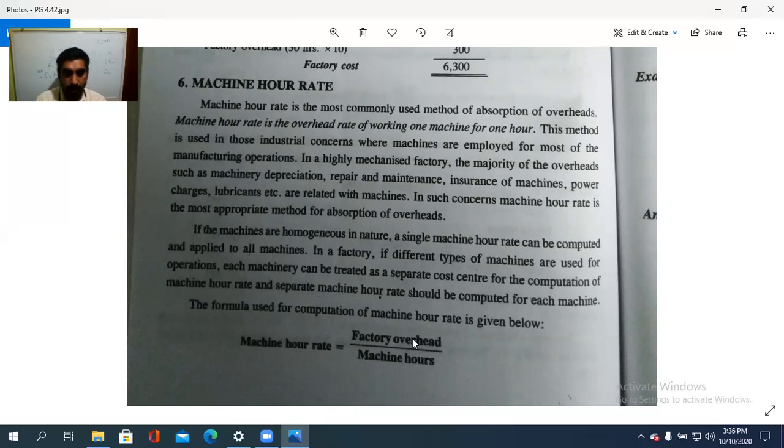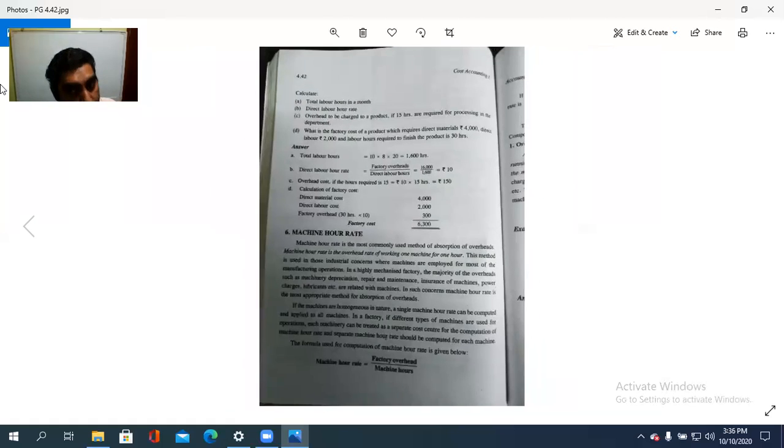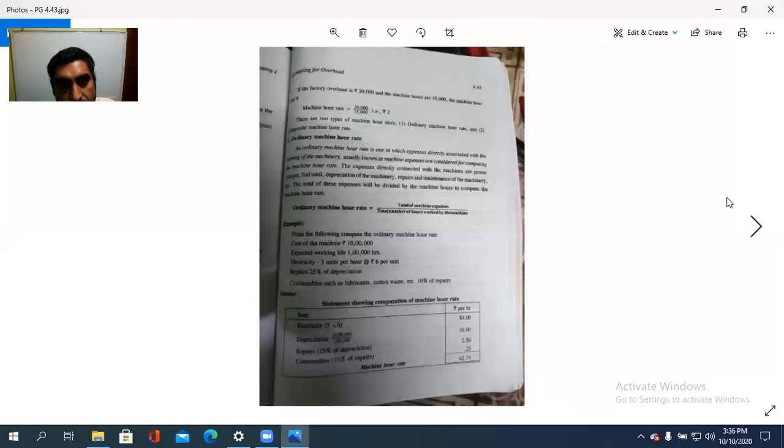How is this to be calculated? In the case of labor hours, we calculated factory overhead divided by direct labor hours, isn't it? Instead of labor hours here, direct machine hours are to be used. So factory overhead divided by direct machine hours, we will get the machine hour rate. Please note down these formulas, that is very important.